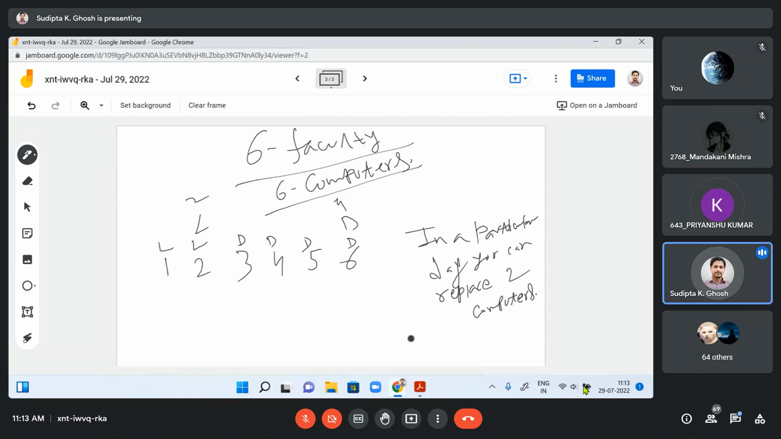I can write in this model: if I am writing 1, 2, what is the meaning? That means I am going to replace faculty 1 and faculty 2, both laptops, at a time. If I am writing 1, 3, the meaning is I am replacing one laptop and one desktop, that means the third one, a desktop. Similarly, it will be 1 4, 1 5, and 1 6.